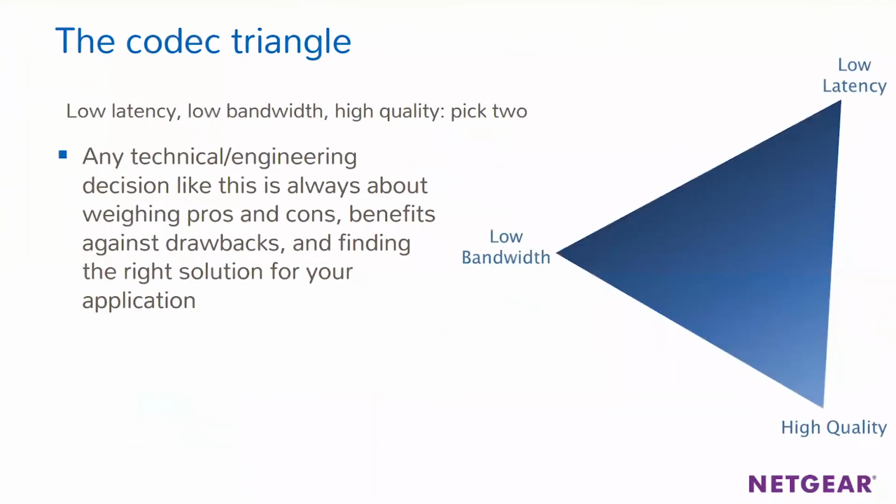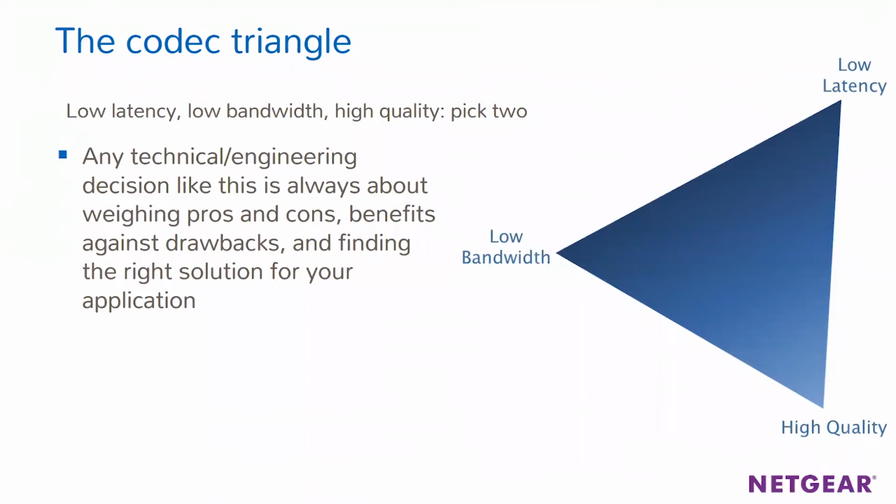Okay, so in any kind of AV over IP technology, there is a dilemma, because you just can't obtain a low bandwidth AV over IP technology with a low latency and with high quality. It's rather impossible. We call it the codec triangle, because any engineering team will have to make decisions and trade-offs based on the quality, the bandwidth, and the latency. Why?